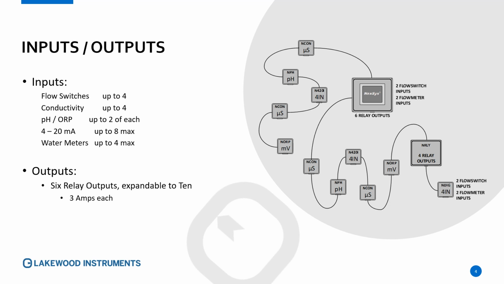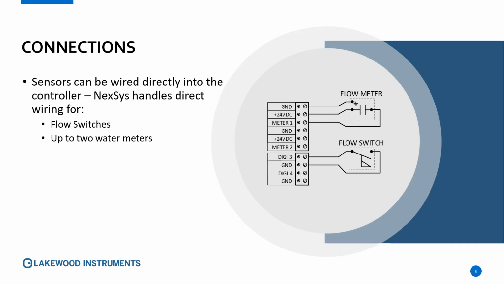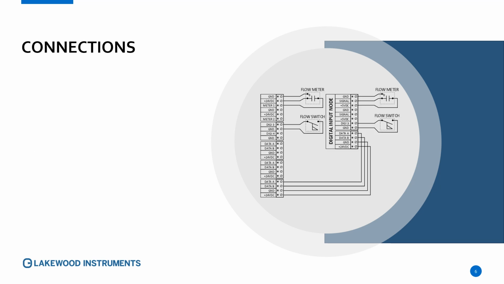On the output side of things, a NexSys controller comes on board with 6 relay outputs, and it's expandable to a total of 10 relay outputs, 3 amps each. You can wire flow meters and flow switches directly into the terminal block inside the NexSys controller, very typical for water treatment controllers. However, there's more.